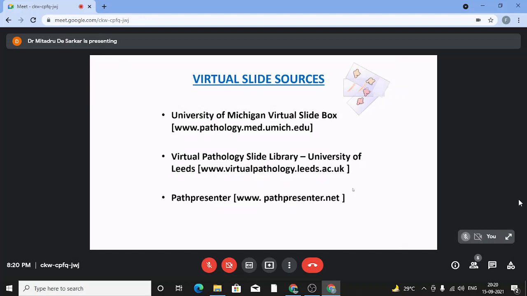So I'll end this particular discussion with a little bit of mention of these very beautiful slide sources from which I've sourced my cases. These are sources which are advisable to the PGs for their self-learning. There are a lot of interesting cases, and in fact, most of the entities given in the textbooks, you can come across in those sites. You just have to look for them.